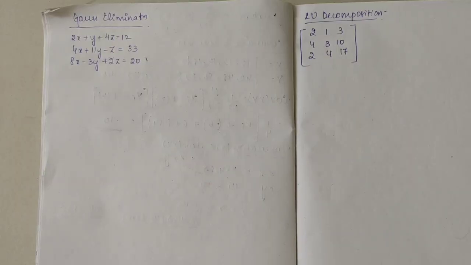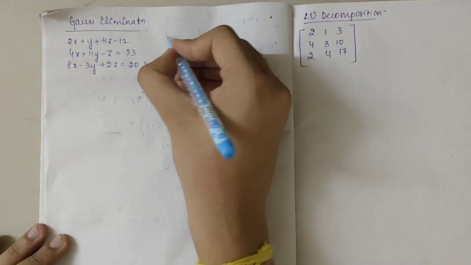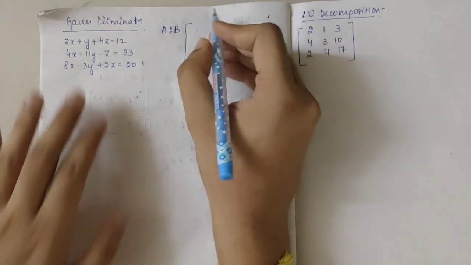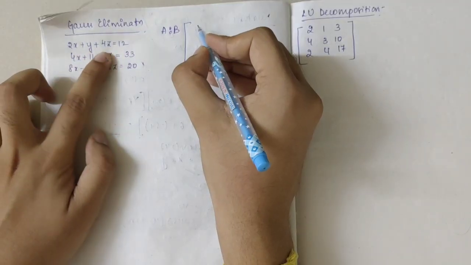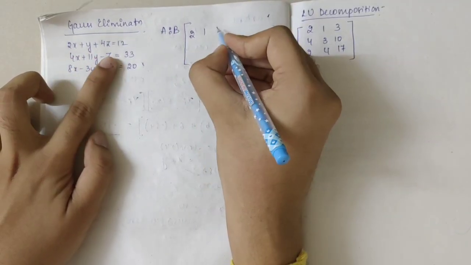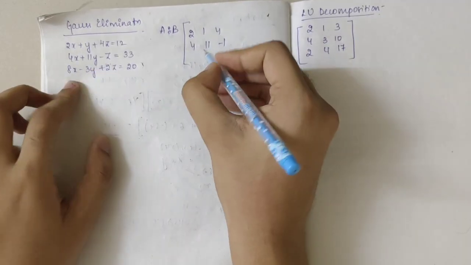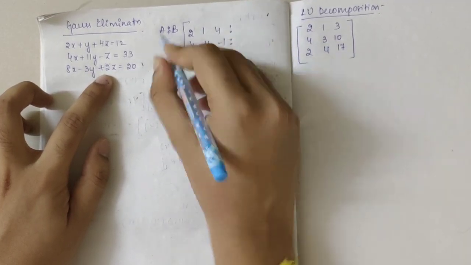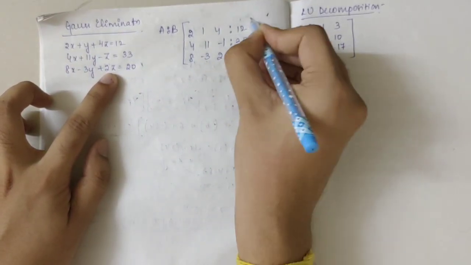Next we have the Gaussian elimination method. So we need to solve the given variables using the Gaussian elimination method. Our first step would be to write the A augmented with B matrix. The A values would be whatever is on the LHS, so 2, 1 and 4, all the coefficients of x, y and z. 2, 1 and 4 here. And then 4, 11 and minus 1 here. And then 8, minus 3 and 2 here. And on the B part, whatever is on the RHS would be written. So 12, 33 and 20.